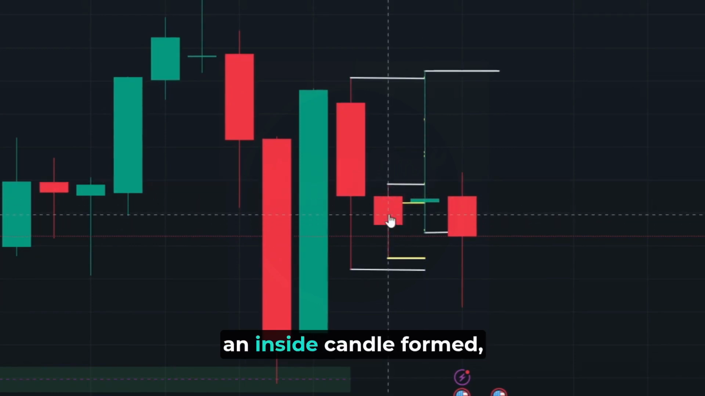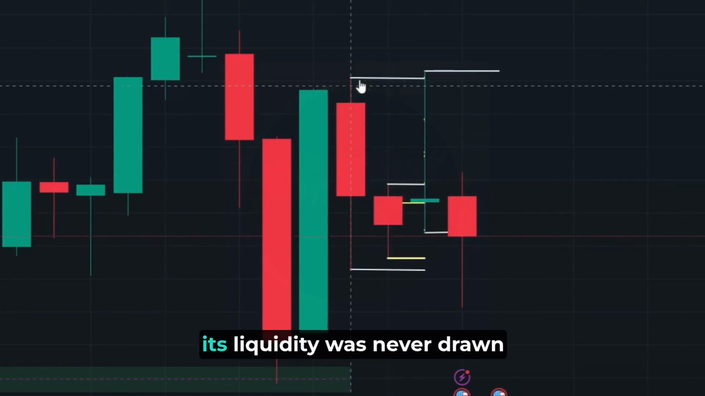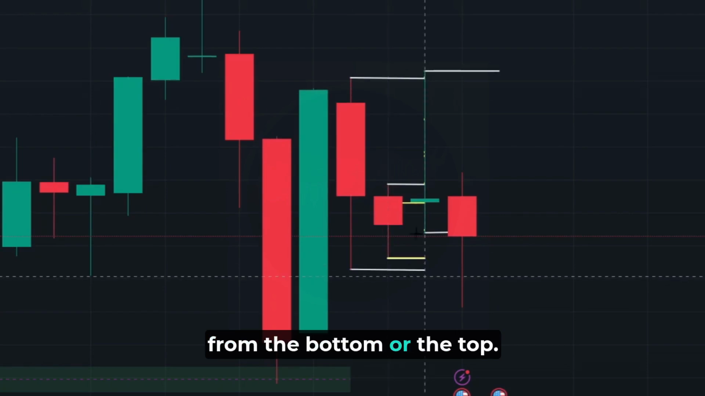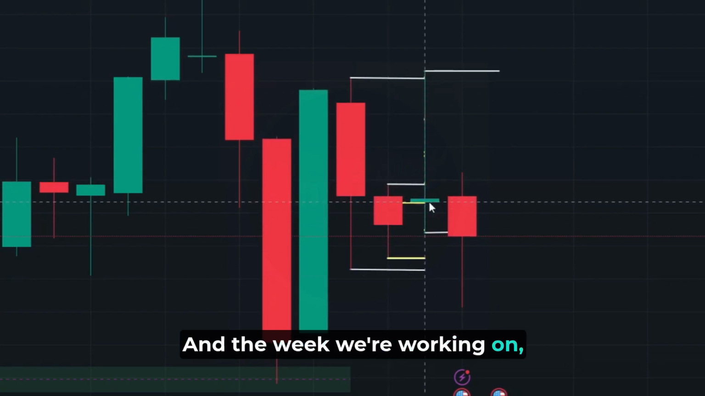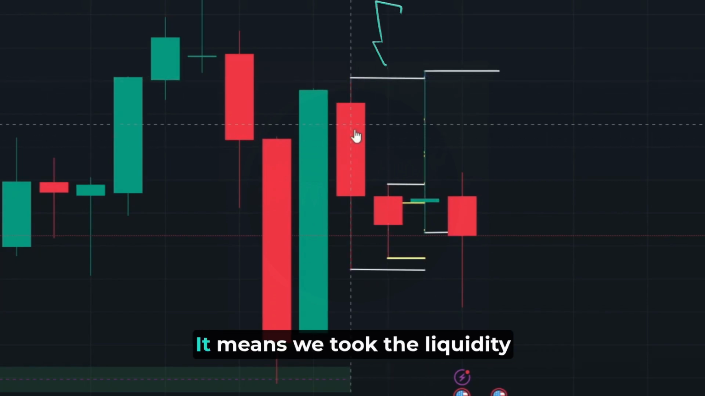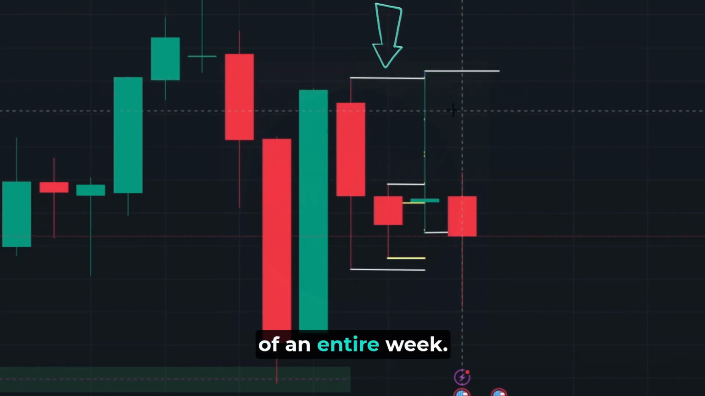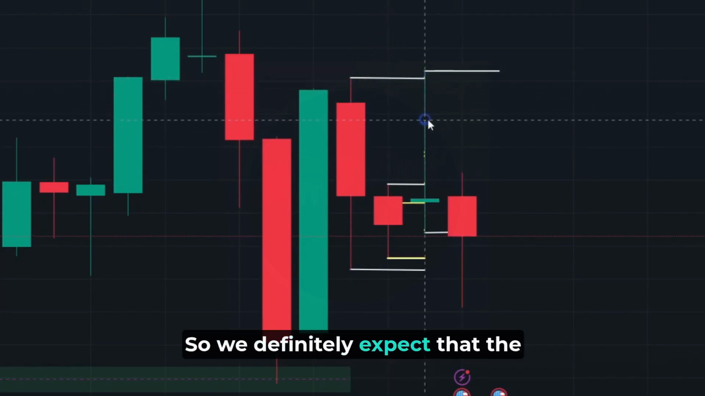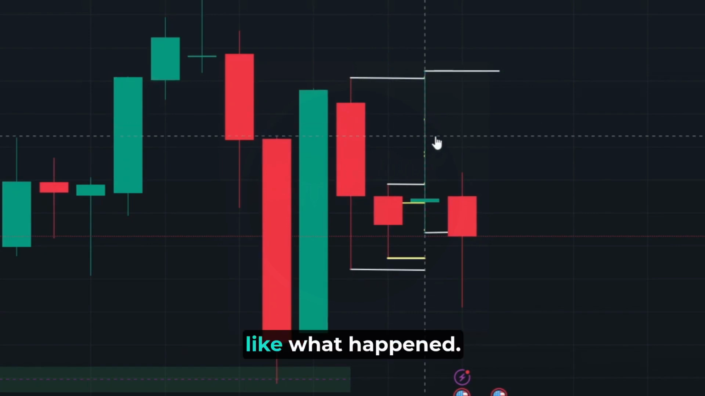This week, an inside candle formed, while the previous week, its liquidity was never drawn from the bottom or the top. And the week we're working on, this week, we reached the high of this weekly candle on Thursday. It means we took the liquidity of an entire week. So we definitely expect that the market won't continue to rise like what happened.